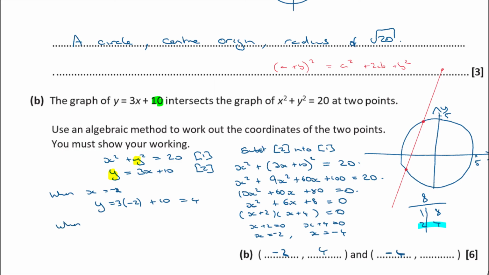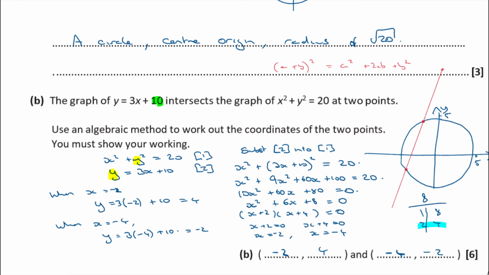And when x equals minus 4, what's that then? Y is going to be 3 lots of minus 4 plus 10. 3 lots of minus 4 is minus 12, plus 10 is minus 2. So that's minus 4, minus 2.